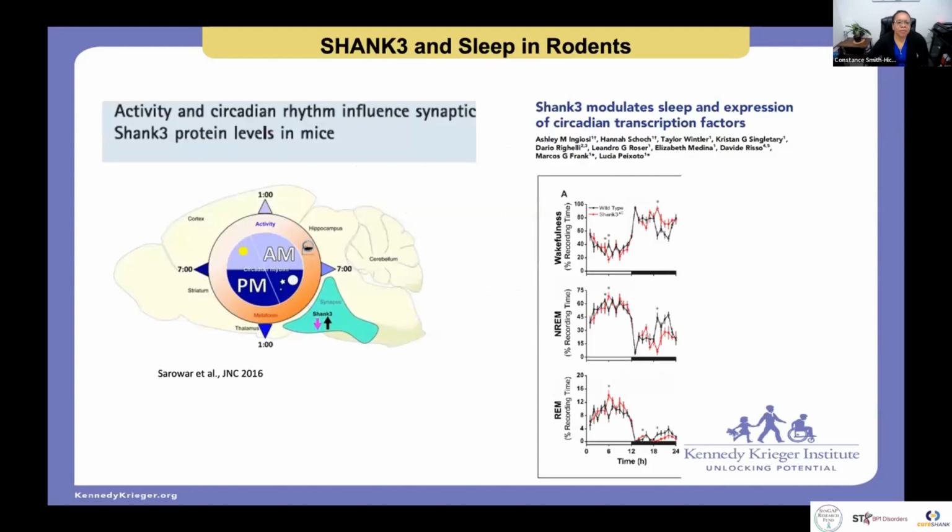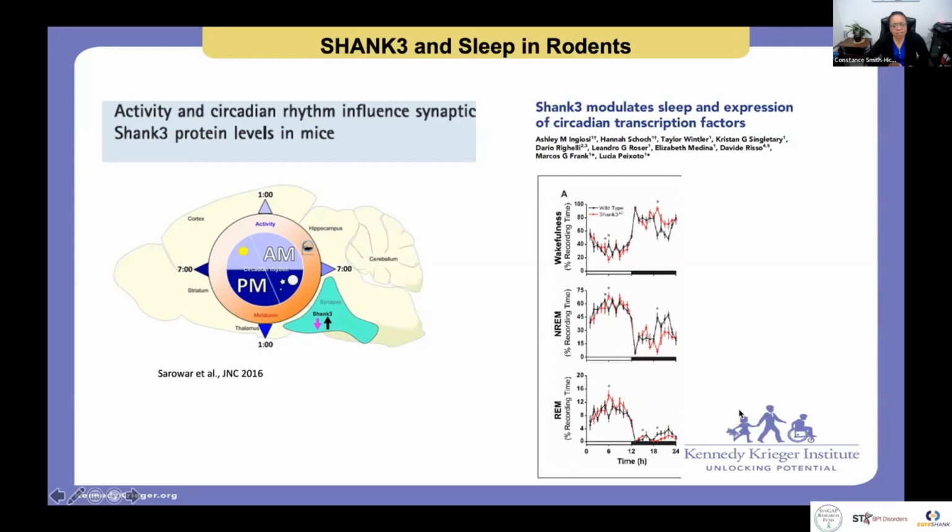So work from several groups in preclinical models of SHANK shows that the SHANK protein is involved in circadian rhythm, and these studies are actually done in rodents, but the synaptic level of SHANK protein varies over the course of the day. And the changes correlate with changes in serum melatonin. Now, mice lacking exon 21 in SHANK3 are shown to have less sleep during the dark period.